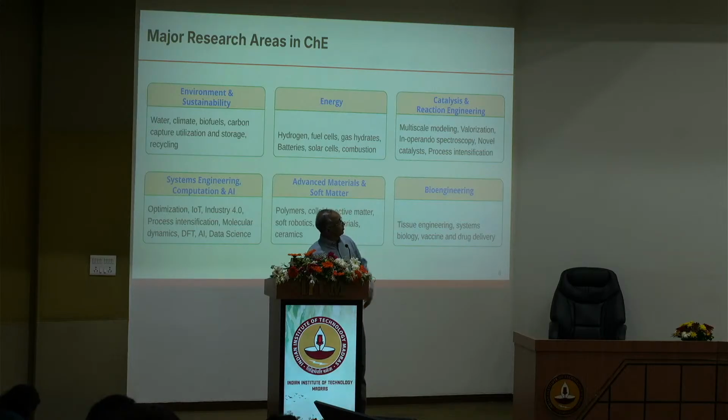We also work on environment and sustainability. Systems engineering I already talked about. Bioengineering is also something which many chemical engineers work on as a research area. And so we do have electives also, which are taken in the 4th year, which will encompass examples from bioengineering.